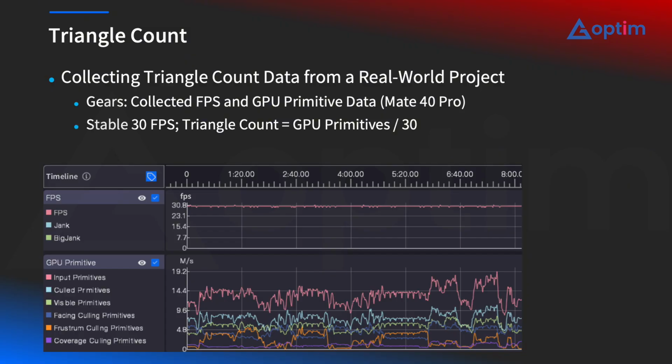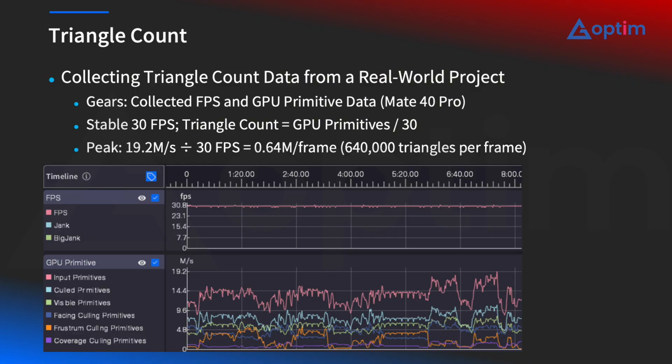We lock the target game to a relatively stable 30 FPS state. On the Mate 40 Pro, most games can maintain stable performance at 30 FPS. Under this stable condition, if we divide the per-second primitive count by 30, we can derive the per-frame triangle count. For example, in one game, we observed a peak primitive value of 19.2 million per second. Dividing by 30 FPS gives approximately 0.64 million per frame. That is about 640,000 triangles per frame.